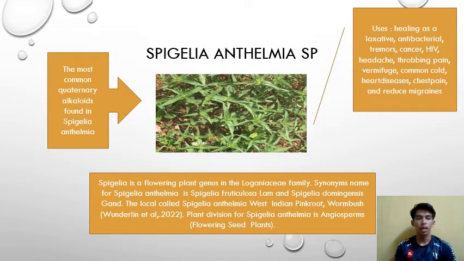Spigelia anthelmia. Spigelia is a flowering plant genus in the Loganiaceae family. Synonym names for Spigelia anthelmia are Spigelia frutescens Lam and Spigelia domingensis. The local name is West Indian pink root bush. Plant division for Spigelia anthelmia is angiosperm.